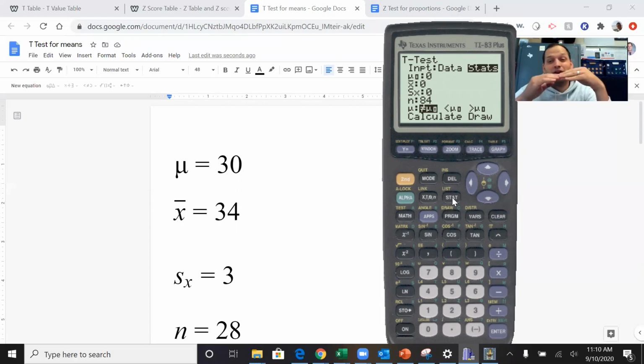Now, if you just have a long line of data and you don't want to go through and figure out your averages and your standard deviations, you could just plug it all into data and then work with it like that. But we're not. All right, our population average is 30. Our sample average was 34. The standard deviation of the sample was 3, and that was based off of 28 samples.